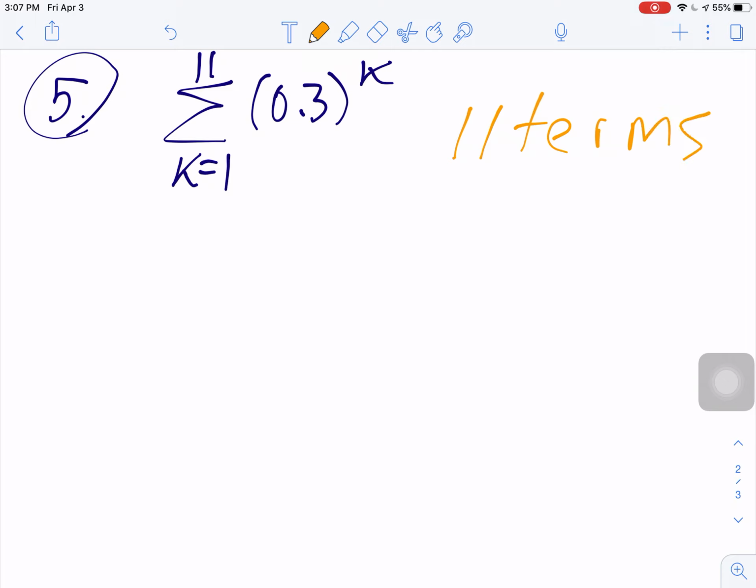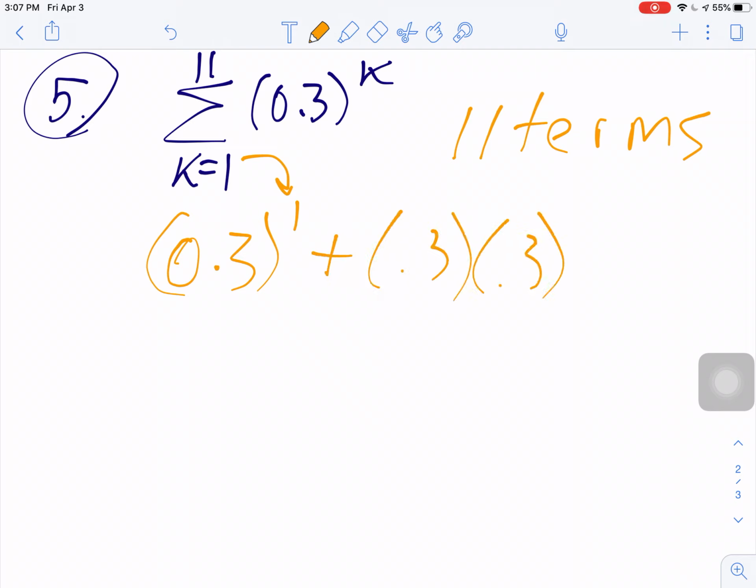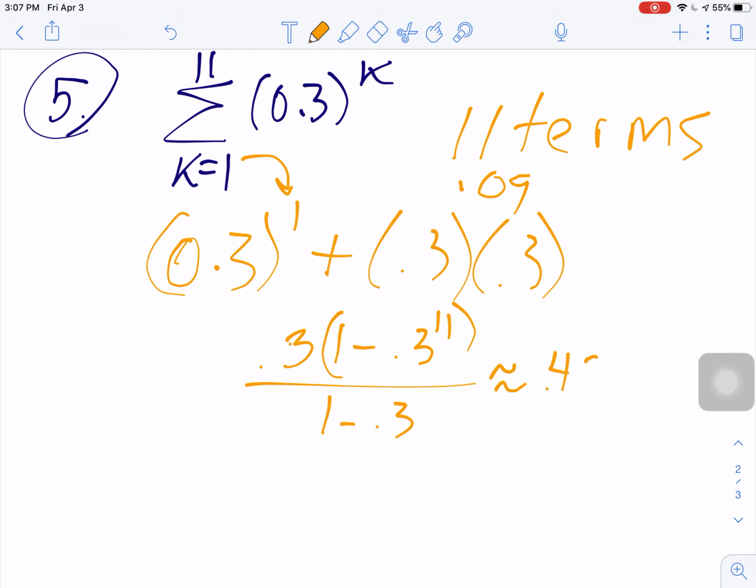So my first term is 0.3 to the first power, and I get the 1 from there. And then my common ratio happens to be the same, so my next number is going to be 0.3 times 0.3, which is 0.09. And this time I'm going to use the same formula, so 0.3 times 1 minus 0.3 to the 11th power, all over 1 minus 0.3. Again, all this is on page 639. If you simplify all that and they rounded, you're going to get 0.42857.